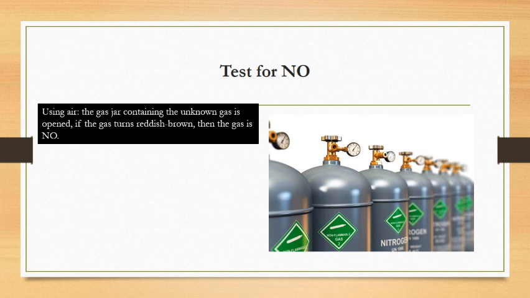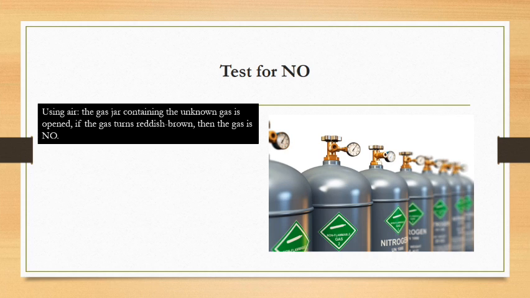So if you expose it to oxygen in the air, the oxygen will combine with the NO, forming NO2, and that will give us a reddish brown film. So that tells you that okay, the gas that is combining with oxygen is actually nitrogen 2 oxide. So that's if you want to test using air, that is oxygen from air.